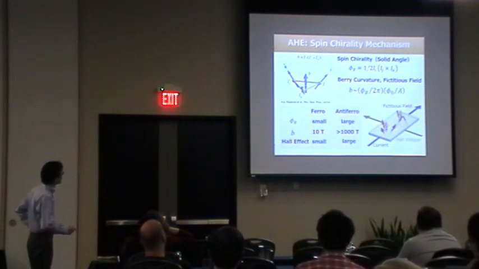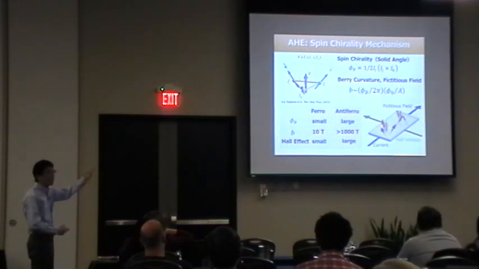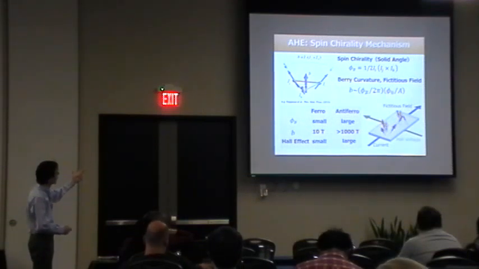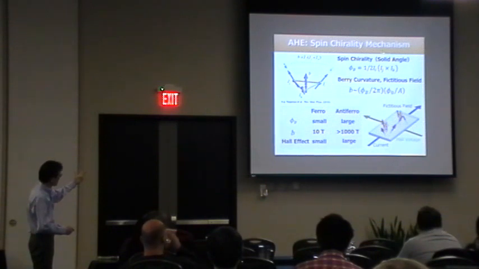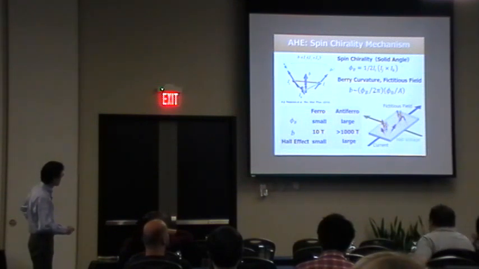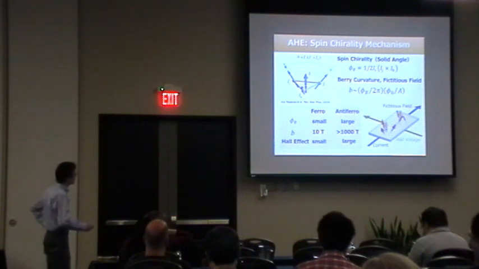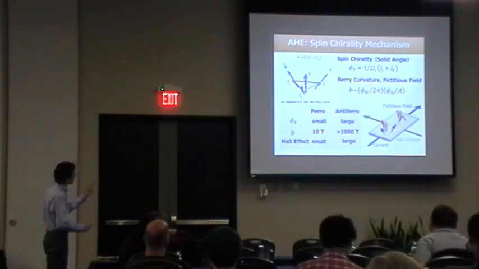To make a concrete example, I just introduce a recent mechanism introduced by theorists, called the spin chirality mechanism. If you have three spins, the spin chirality is the solid angle subtended by the three spins. And when your conduction electron couples with these spins, it feels what is called a fictitious field, based on the size of the spin chirality.